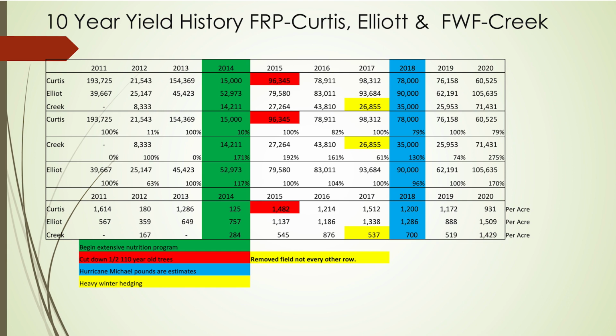So it's not like we cut down every other row and then all of a sudden realized that Curtises need more light. In the blue, the Hurricane Michael pounds are estimates of the crop load that we had when Michael hit. And then the yellow there in the creeks is in 2017, we did some pretty extensive winter hedging. So on to some graphic results.